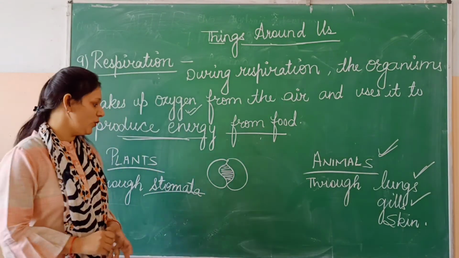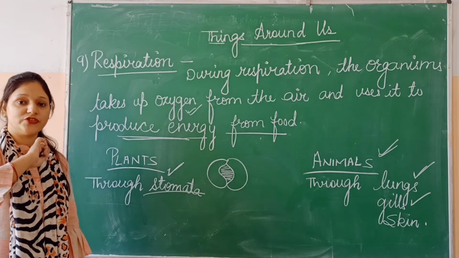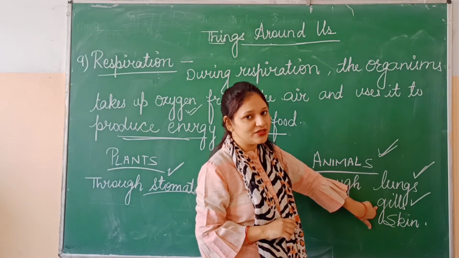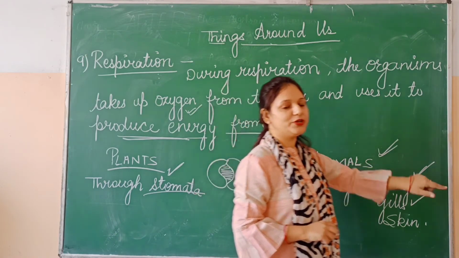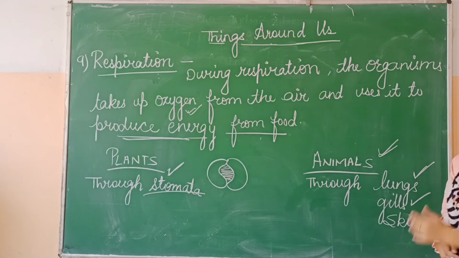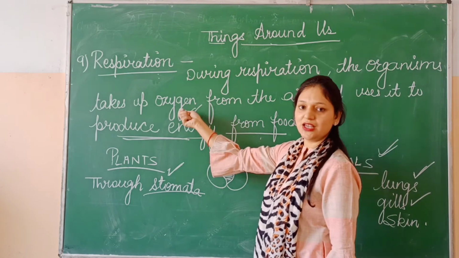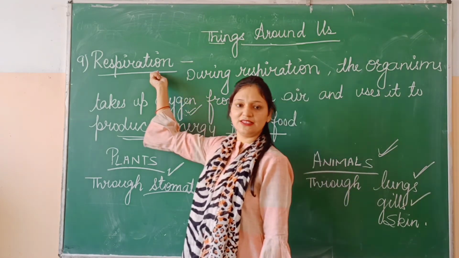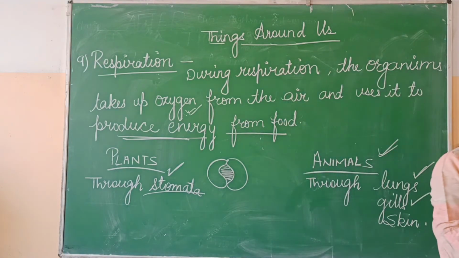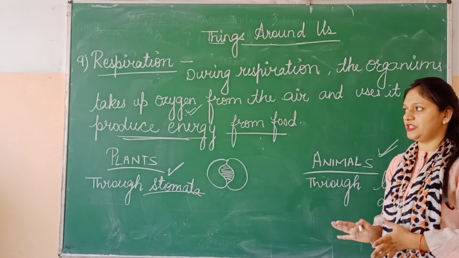Through stomata. Very good. Through stomata. And how the exchange of gases take place in fishes? Good. Through gills. And in human beings? Lungs are there. Perfectly said. Now, what is the respiration? Let's quickly revise it. The production of energy from food by using which gas? Oxygen is known as respiration. So, all the living beings do the respiration, whereas non-living beings do not show respiration.